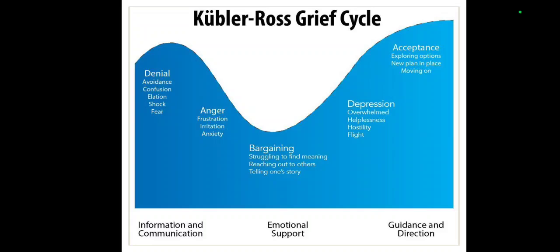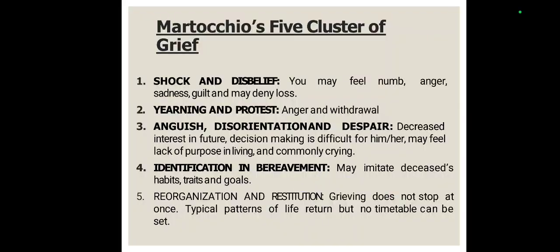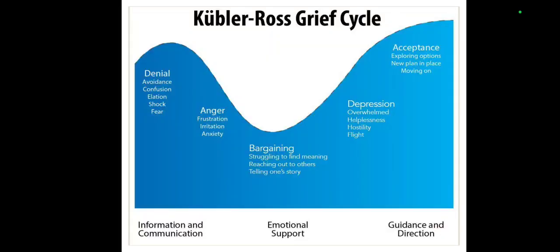So, based on the Kubler-Ross grief cycle, it starts from denial. Denial occurs when a person refuses to believe or accept the reality of loss. So the patient experiences avoidance, confusion, elation, shock, or fear. So, for example, a patient diagnosed with terminal cancer might say, "This cannot be happening to me." So, denial serves as a temporary defense mechanism that helps people cope with overwhelming emotions.